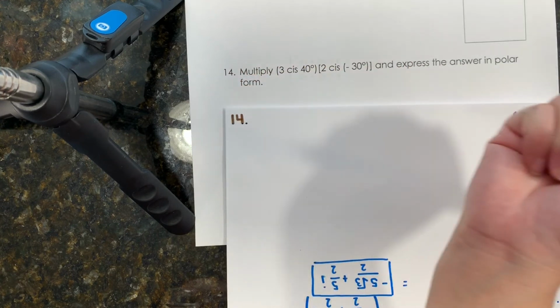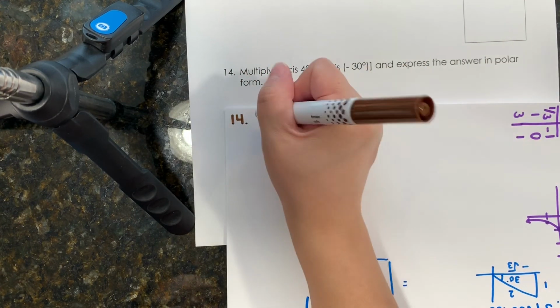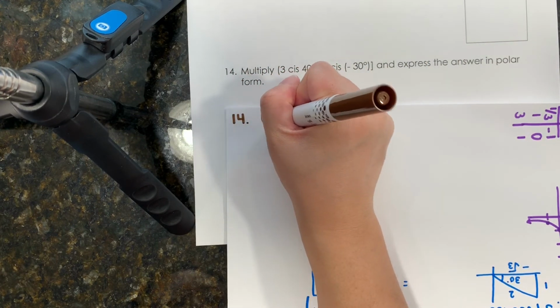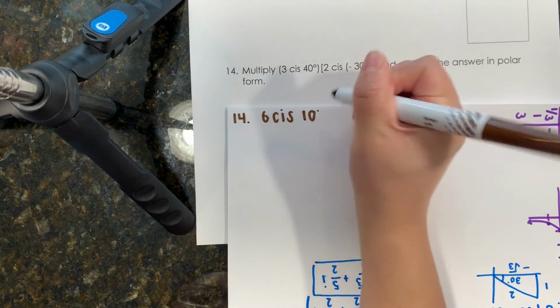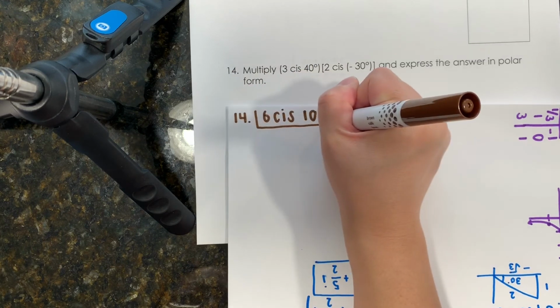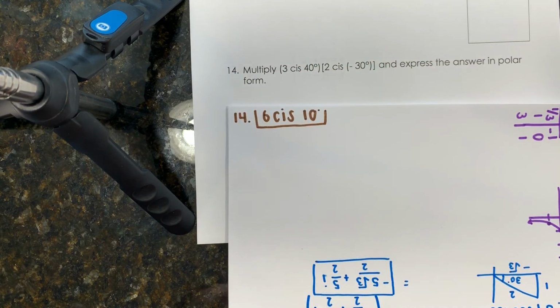So for number 14, when I multiply 3 times 2, I get 6. And I add the degrees 40 and negative 30, which would be 10 degrees. It actually says to leave my answer in polar form. So that would be the conclusion of number 14.